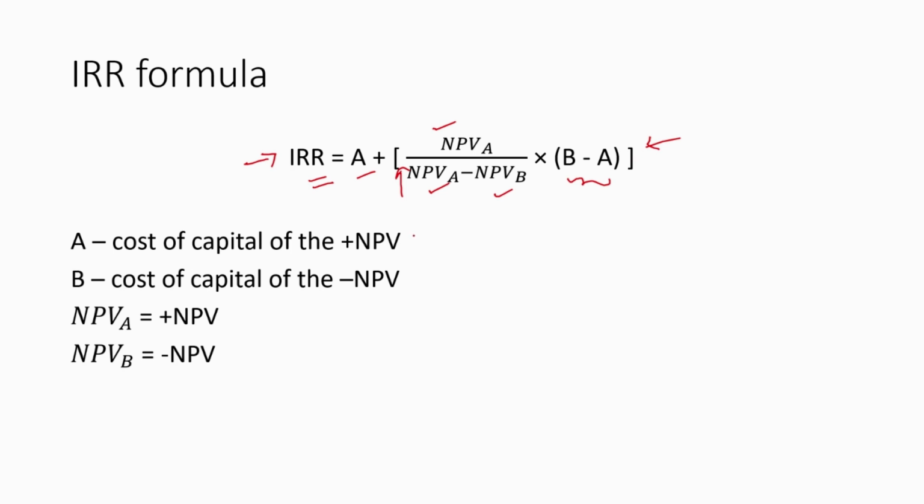So, capital A is the cost of capital of the positive NPV. B is the cost of capital of the negative NPV. NPV A is the positive NPV value. NPV B is the negative NPV value. This cost of capital is simply the discount rate.